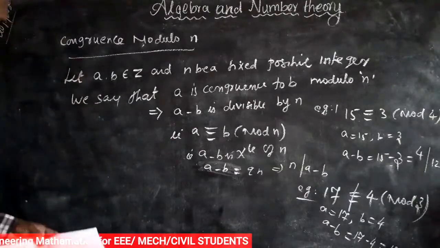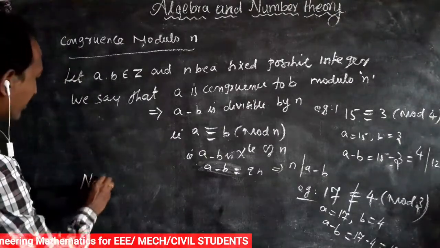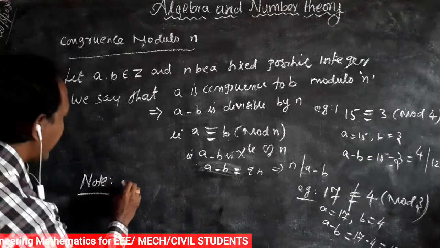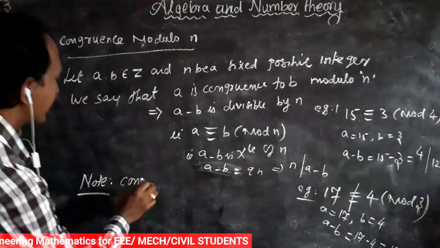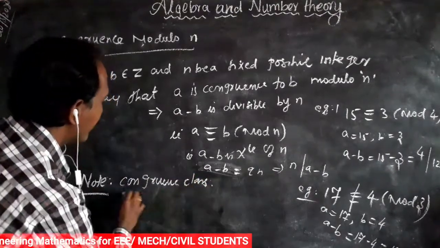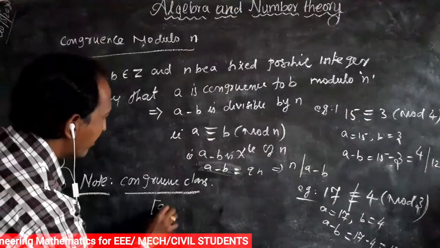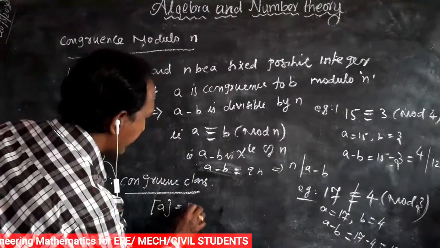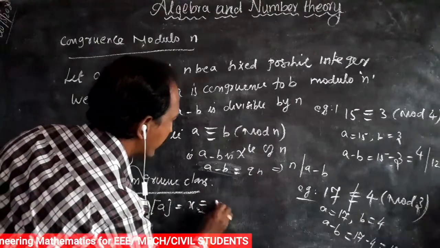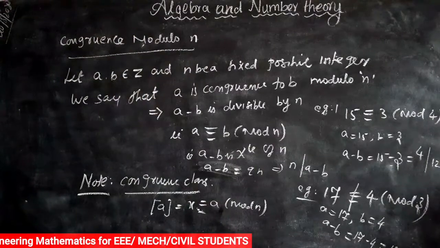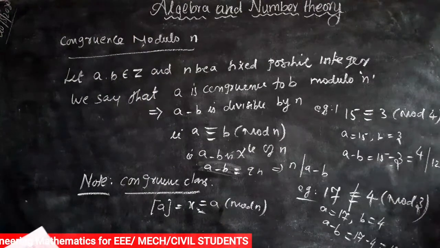Then write in the note: congruent class. Congruence class means generator of a is equal to x such that x is congruent to a mod n.